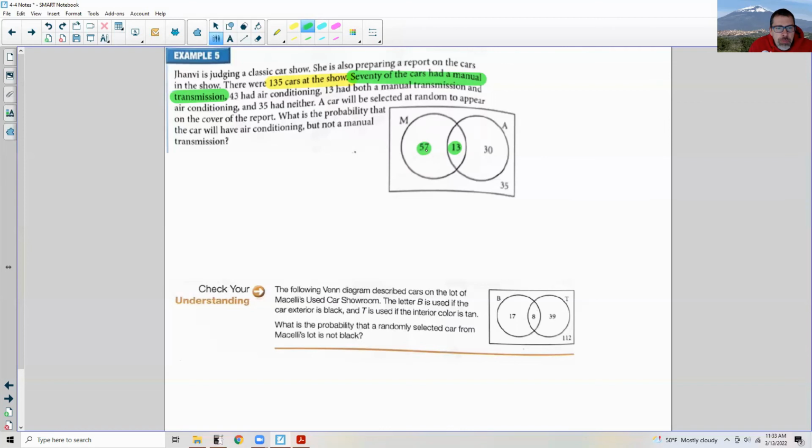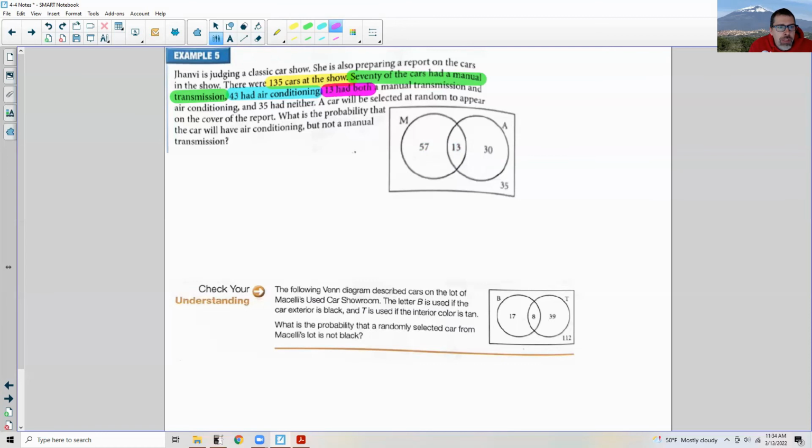So manual transmissions are cars that had manual transmissions that did not have air conditioning, and manual transmissions that did have air conditioning are included because they're both manual transmissions. Okay. So those would be those two. 43 had air conditioning. 30 have air conditioning that were not manual transmission, and 13 had air conditioning and manual transmission, totaling that 43. That's how you read these Venn diagrams.